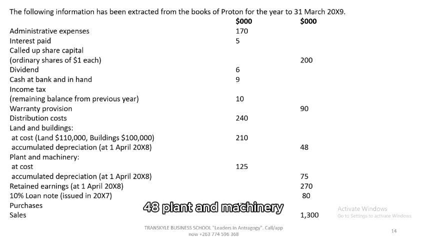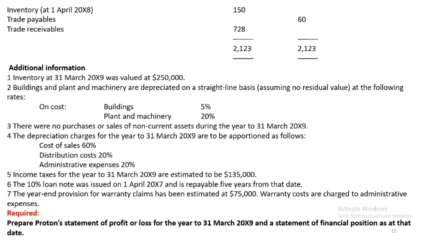Plant and machinery, at cost 125. Accumulated depreciation, at April 1, 2018, 75. Retained earnings, at April 1, 2018, 270. 10% loan note, issued in 2017, 80. Purchases 470. Sales 1,300. Inventory, at April 1, 2018, 150. Trade payables 60. Trade receivables 728.